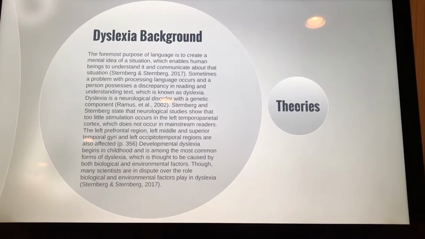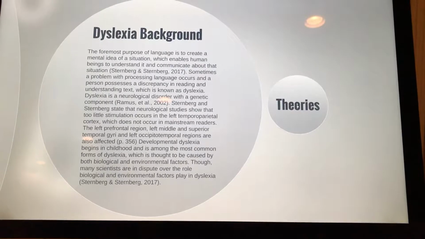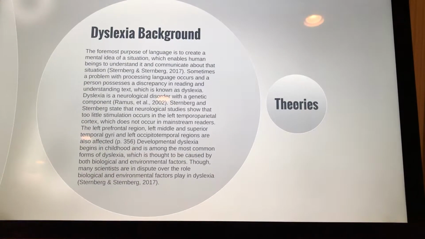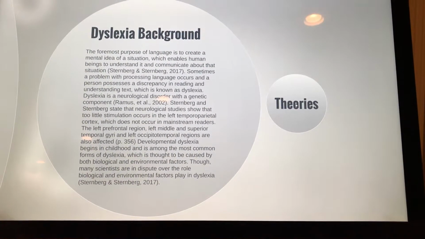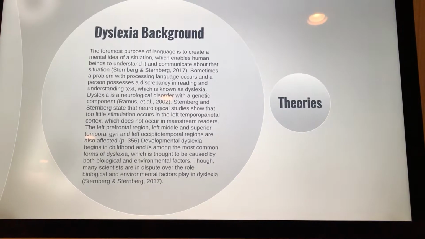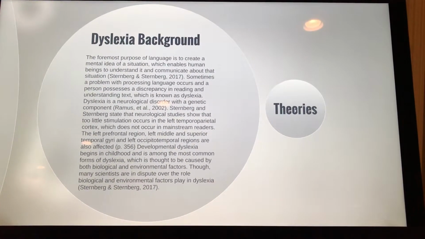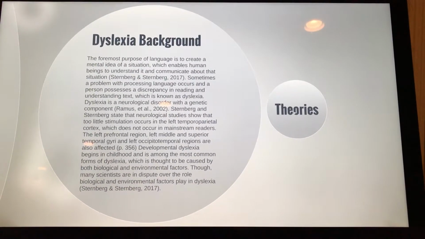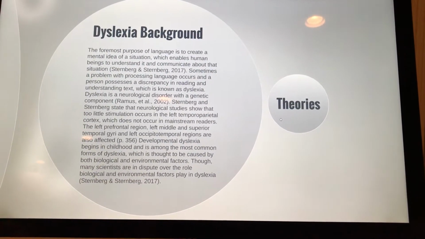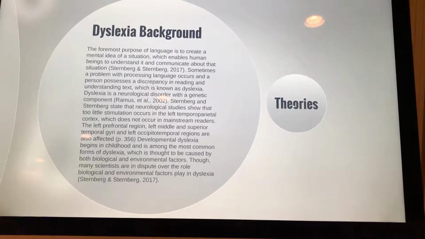Developmental dyslexia begins in childhood and is among the most common forms of dyslexia, which is thought to be caused by both biological and environmental factors, though many scientists are in dispute over the role biological and environmental factors play in dyslexia.